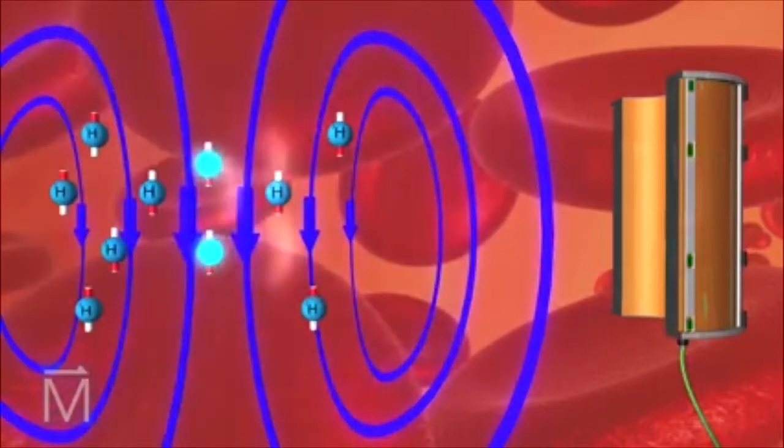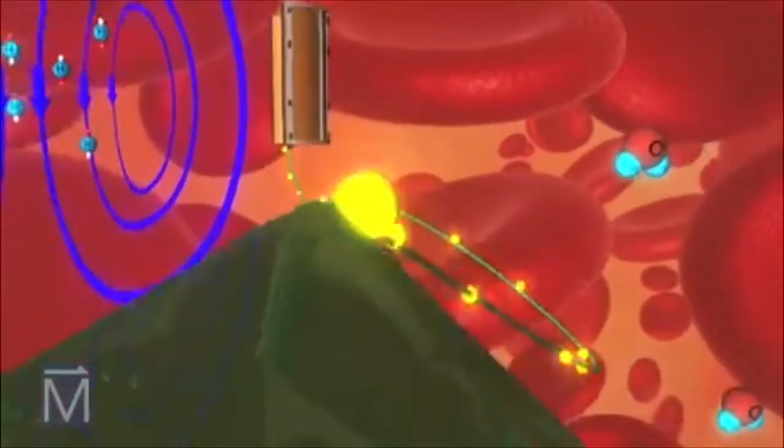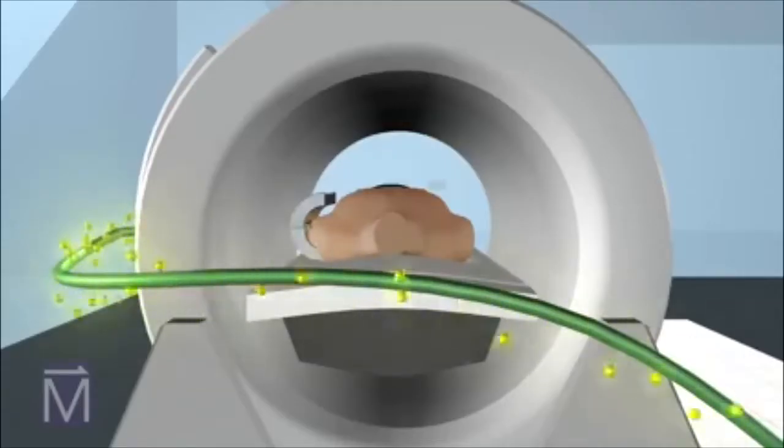The protons absorb the energy from the RF waves, then flip on their axes and emit the energy back to the coil. That signal gets turned into an electric current, which the scanner digitizes. The scanner processes the signal using advanced algorithms in order to produce the image.